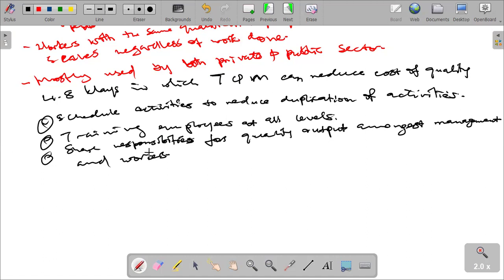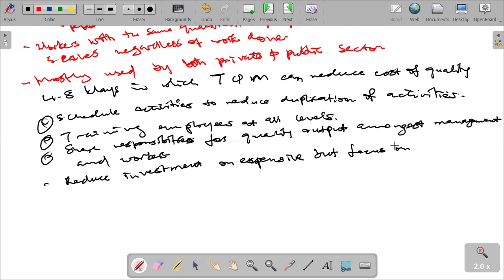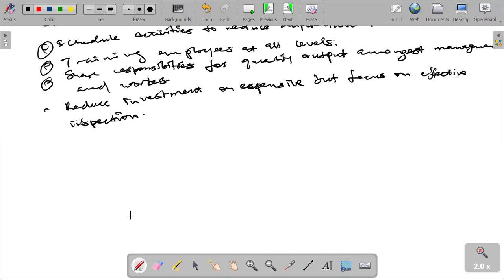And then we can also reduce investment on expensive but effective inspection procedures in workplace processes, but focus on effective inspection.